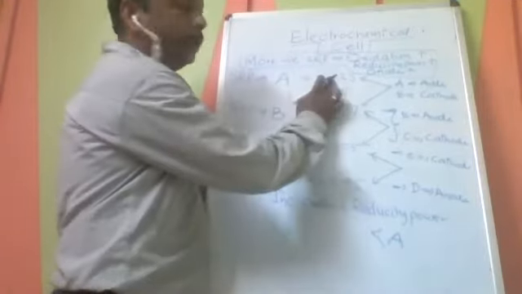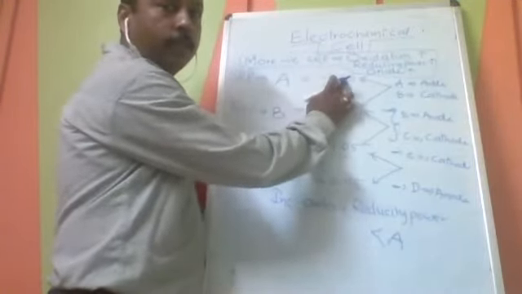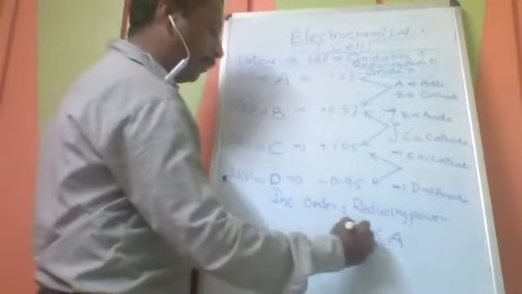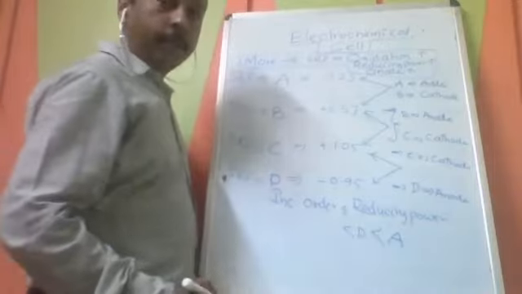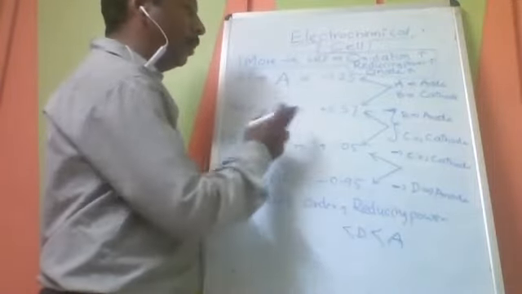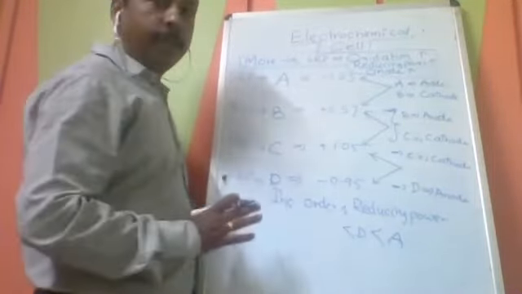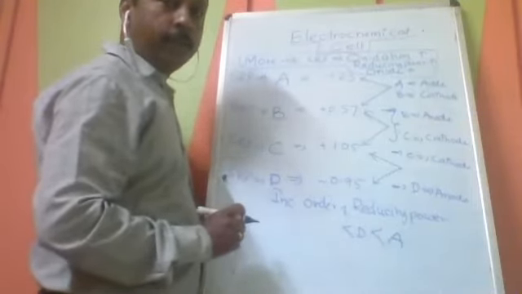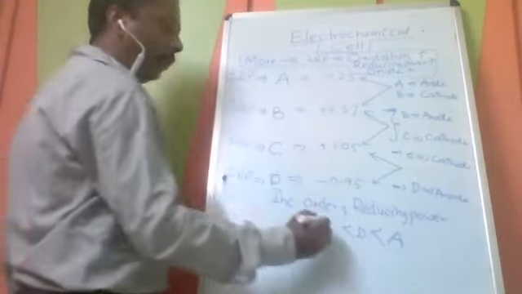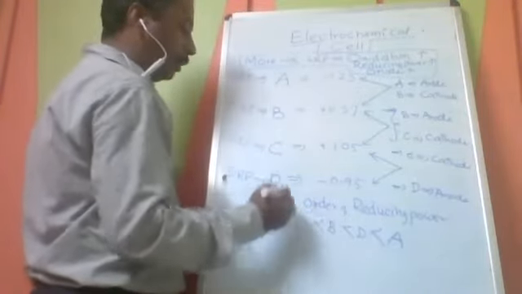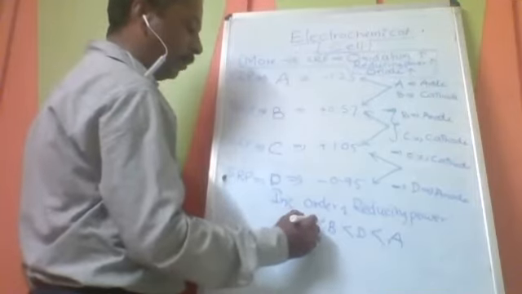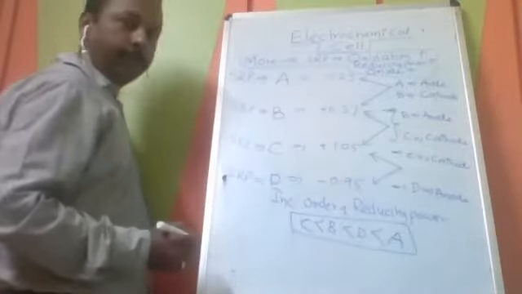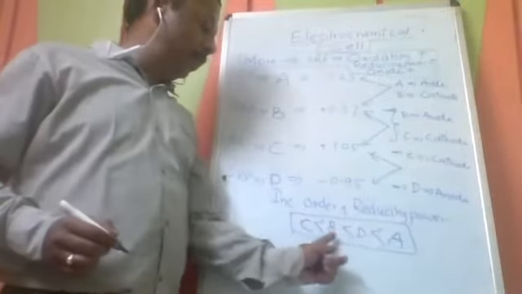Because its reduction potential is lowest, minus. And second will be D. After D, we take the positive. Positive, we want to keep minimum positive first. If positive is there, minimum positive; if negative is there, maximum negative. So minimum positive is B, and maximum positive is C. So this is the increasing order of reducing power: A, D, B, C.